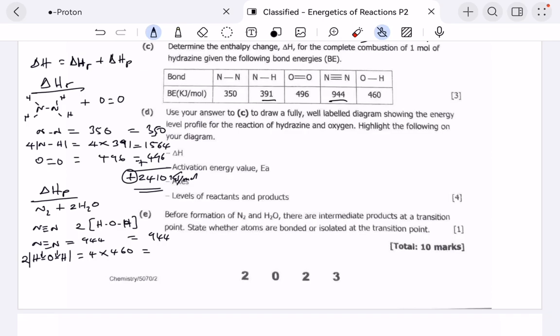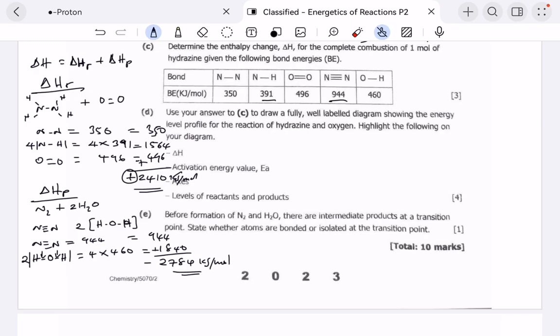plus, a punch on the calculator. This is 460 by 4, giving me a 1840. So when we add this, the total comes to 2784, which is a negative because it's exothermic.